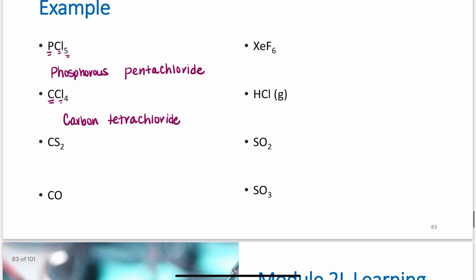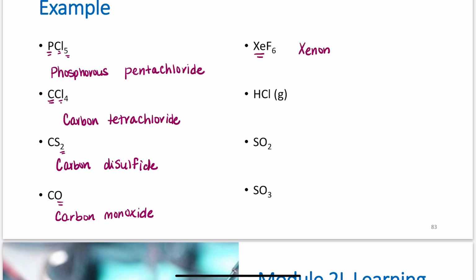CS2, C is just carbon, and I only have one of them, so I don't need to specify how many. I have two here. Two is di, and then S is sulfur. So instead of writing sulfur, I'm going to write sulfide. CO again, carbon. I have one oxygen here, so I'm going to write mono, but then it's oxygen, so oxide. So carbon monoxide. XE is xenon. I only have one of them listed, so I don't have to put a mono in front, but I have 6 fluorines, hexa, fluoride.